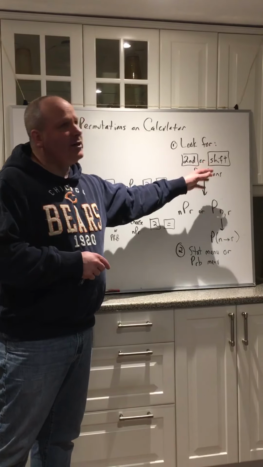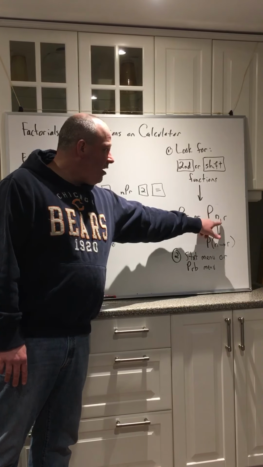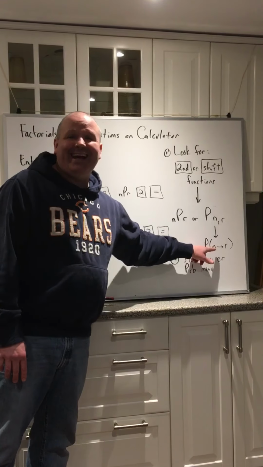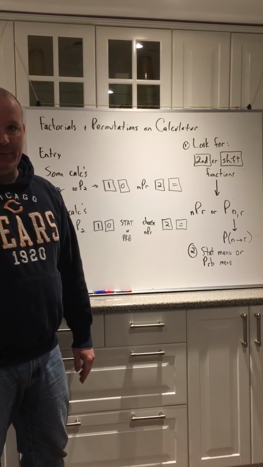So look for the second function, and somewhere near those areas you're going to find an nPr or a P n,r, or P in brackets n arrow towards the r. These are all variations of the theme that we see on the calculator.